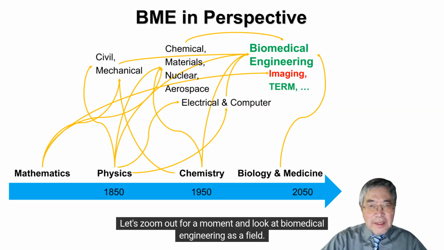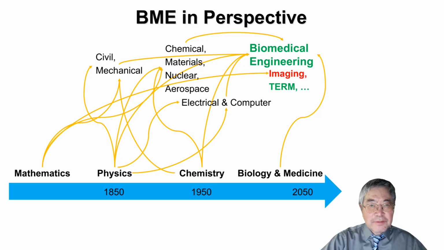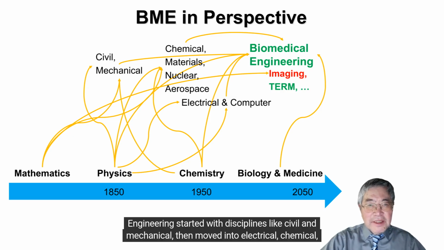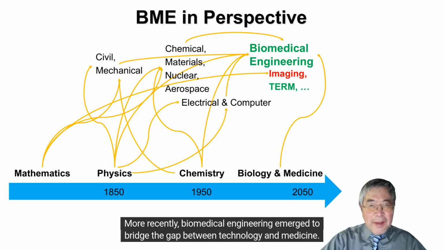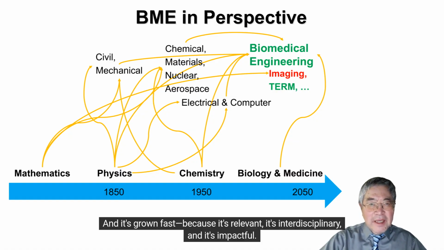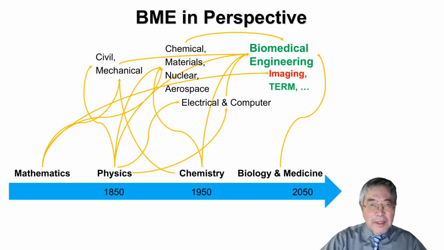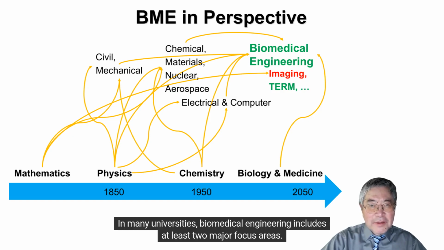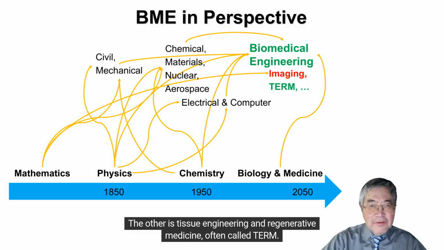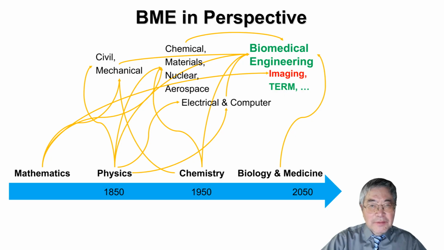Let's zoom out for a moment and look at biomedical engineering as a field. It's one of the newest branches of engineering. Engineering started with disciplines like civil and mechanical, then moved into electrical, chemical, and aerospace. More recently, biomedical engineering emerged to bridge the gap between technology and medicine. And it's grown fast because it's relevant, it's interdisciplinary, and it's impactful. In many universities, biomedical engineering includes at least two major focus areas. One is imaging, which is what we're covering here. The other is tissue engineering and regenerative medicine, often called TERM.